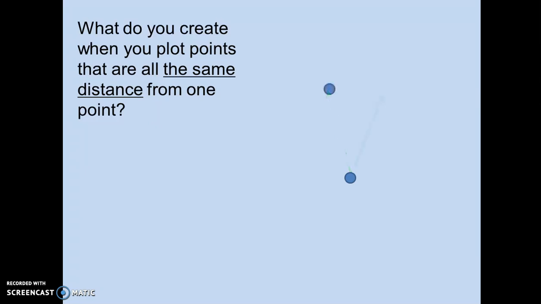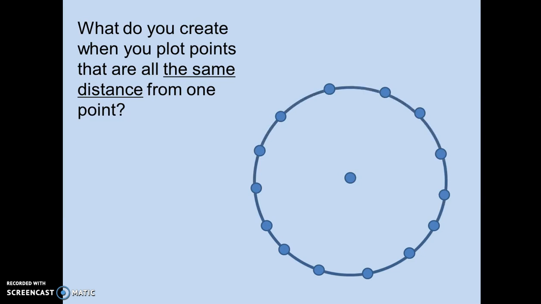So like this. We are plotting points and they are all the same distance from that one point there. Hopefully you're thinking, well, if I keep going, I will have a circle. And that is at the heart of what a circle is, the definition of a circle. We have all these points that are all the same distance from this point right here.